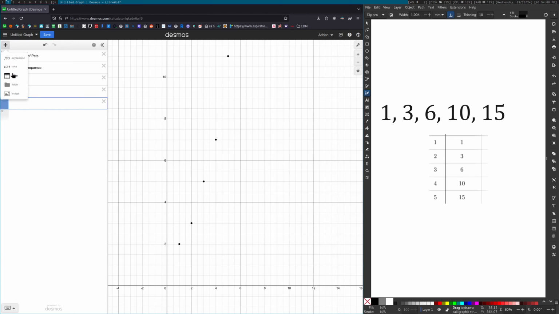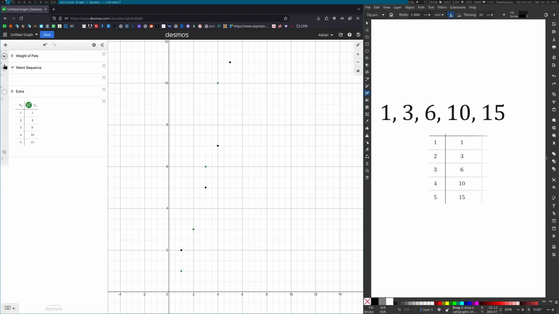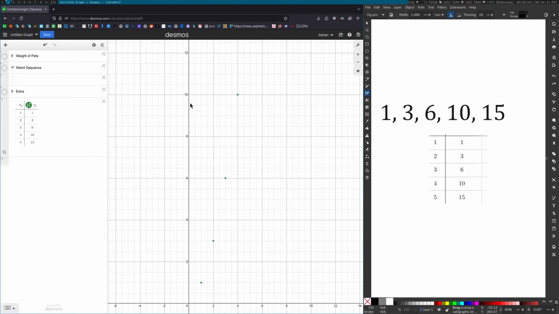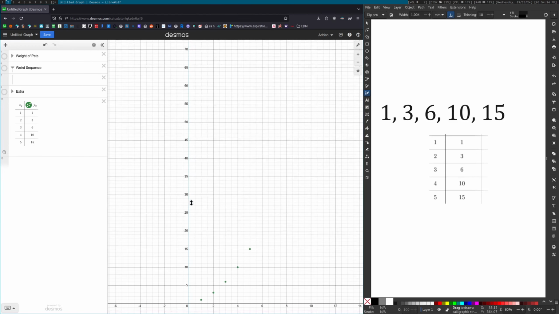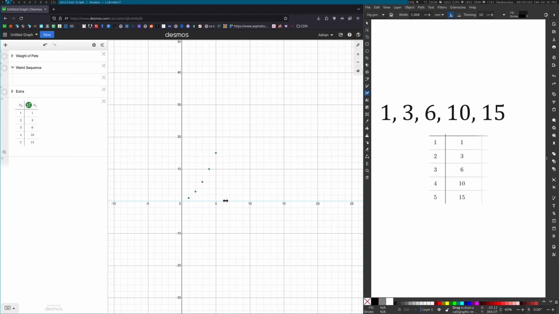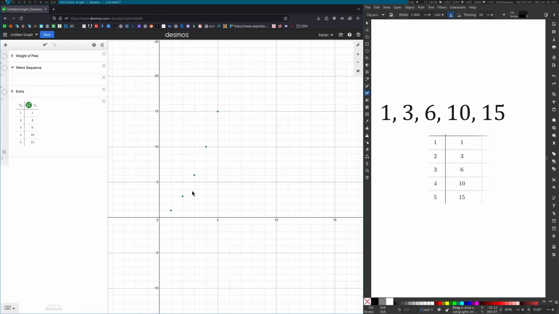Okay, we're going to go to table. Let's label our x's and our y's. It automatically put x2 and y2 for me, but you can put A, B, C, D, whatever letters you want for that. Okay, so we've got 1, 1, 2, 3, 3, 6, 4, 10, and 5, 15. Let me just make that one invisible. Okay, just from these data points alone, it looks like a parabola. I mean, just look at this curve.